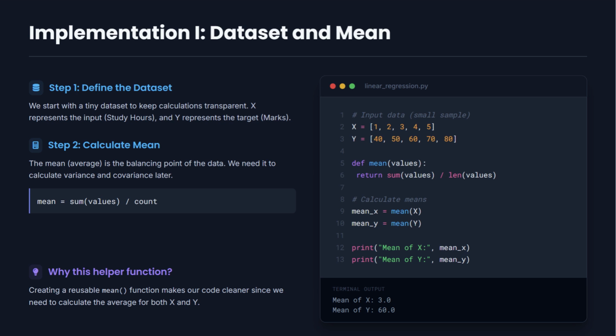Then we calculate mean_x equals mean(x), which gives 3.0, and mean_y equals mean(y), which gives 60.0. You can see the code on the right and the terminal output at the bottom. Why did we make a mean function? Because we will need the average many times for variance, covariance, slope and intercept. This keeps our code clean and reusable.